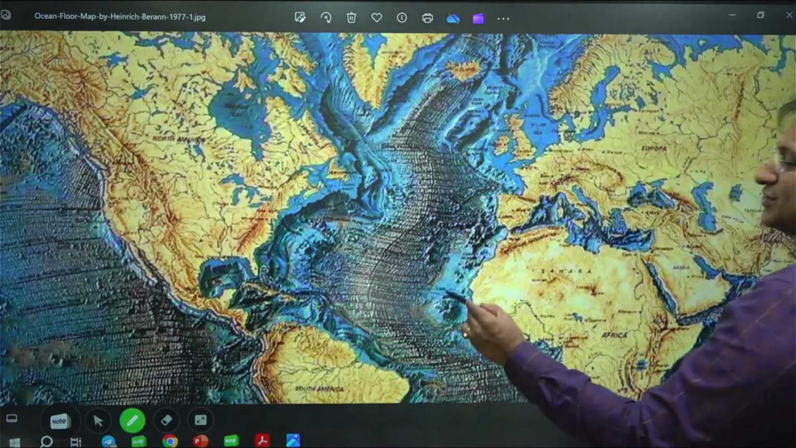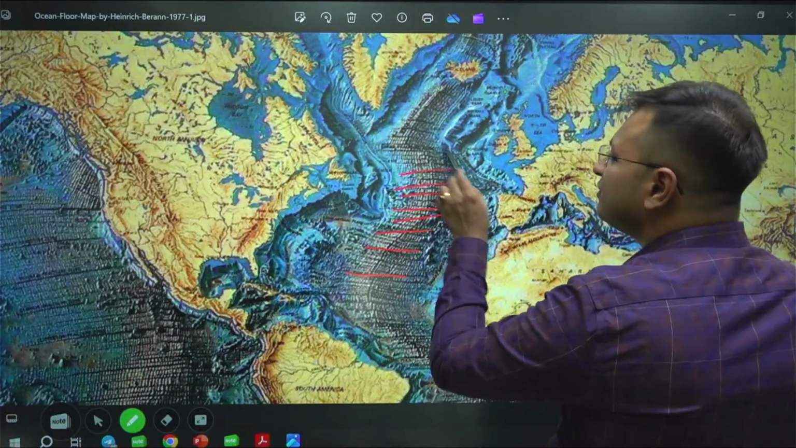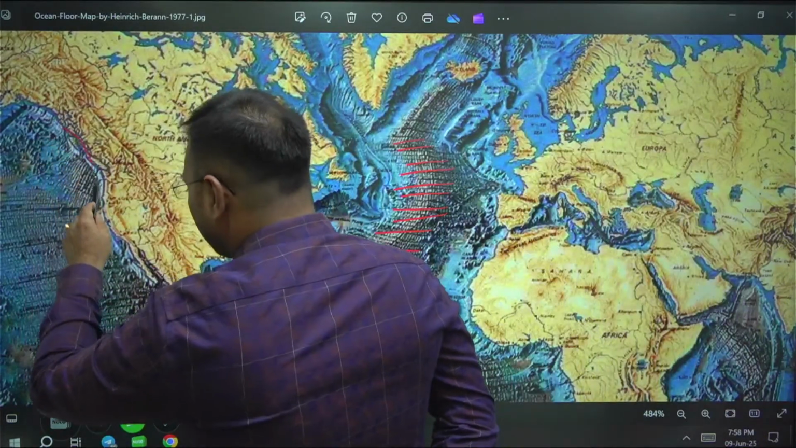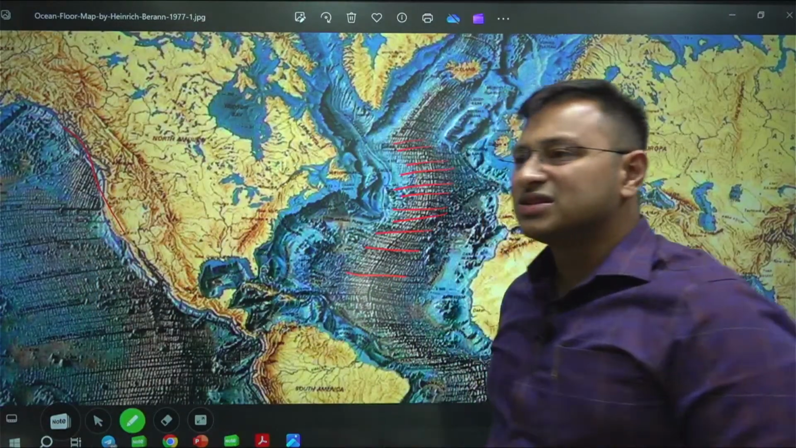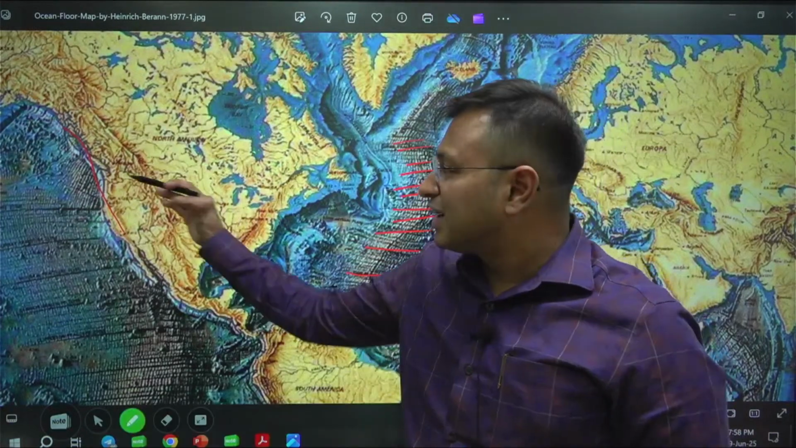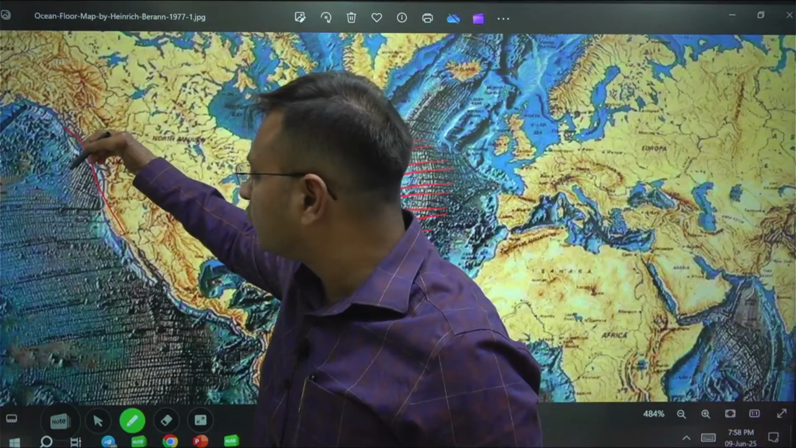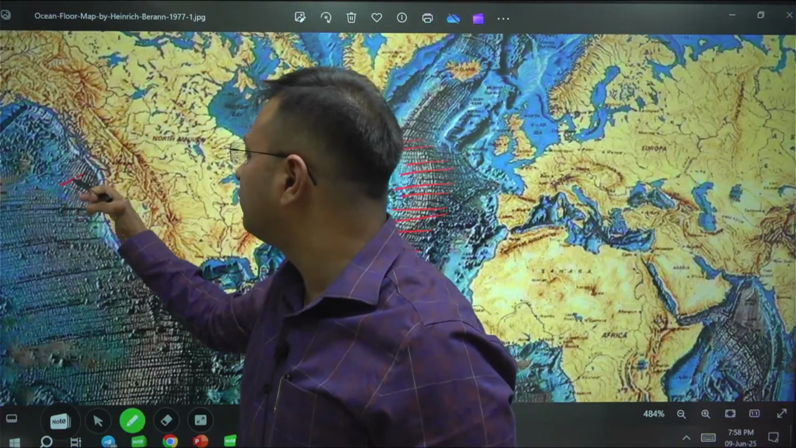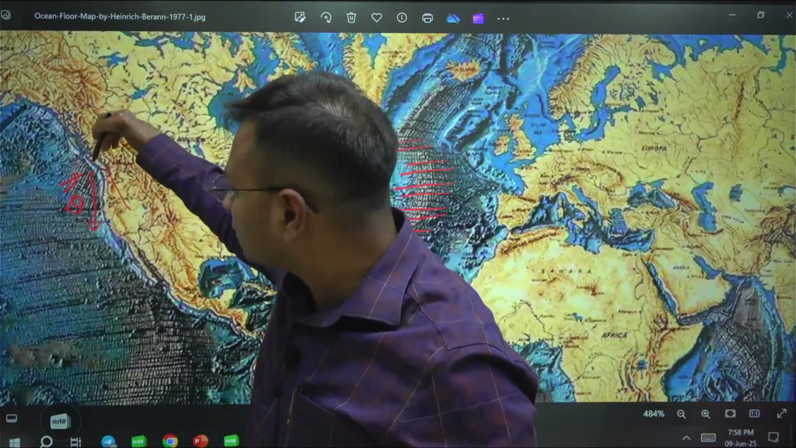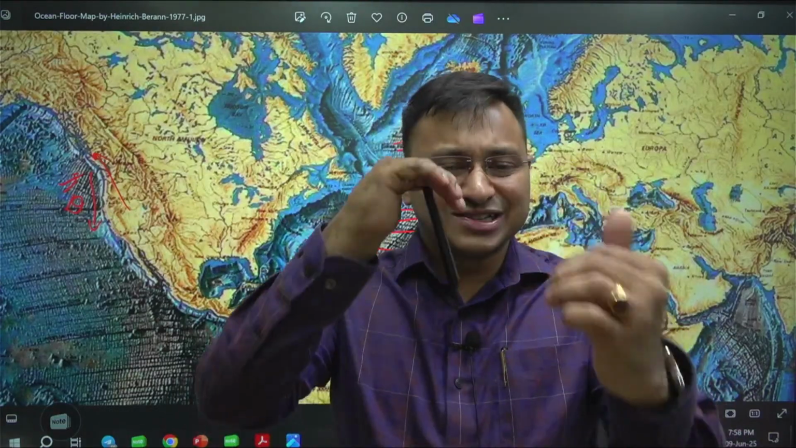So if you see, this is your Atlantic ridge and you can see numerous cracks forming over here. Sir, we are having a huge crack over here. Sir, what is this? This is referred to as the San Andreas fault. San Andreas fault means that you are having a small microplate called the Juan de Fuca plate. The Juan de Fuca plate is moving southwards and the North American plate is moving northwards. So you are having a transform fault, the shear or tear fault.